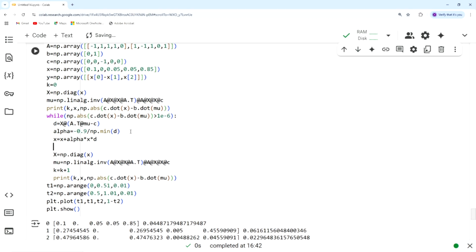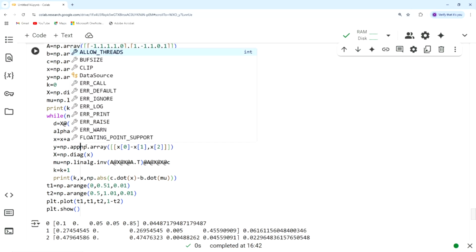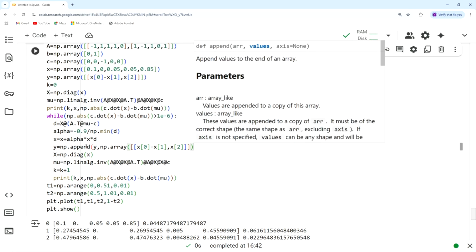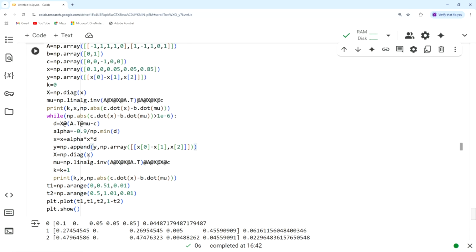Here I actually have to insert. No, it is okay, array can be there. I will append actually because it is going to be added at the end. So at each step I am appending x of 0 minus x of 1 and x of 2. Let us append it to the row, so that it does not put it as one full column.